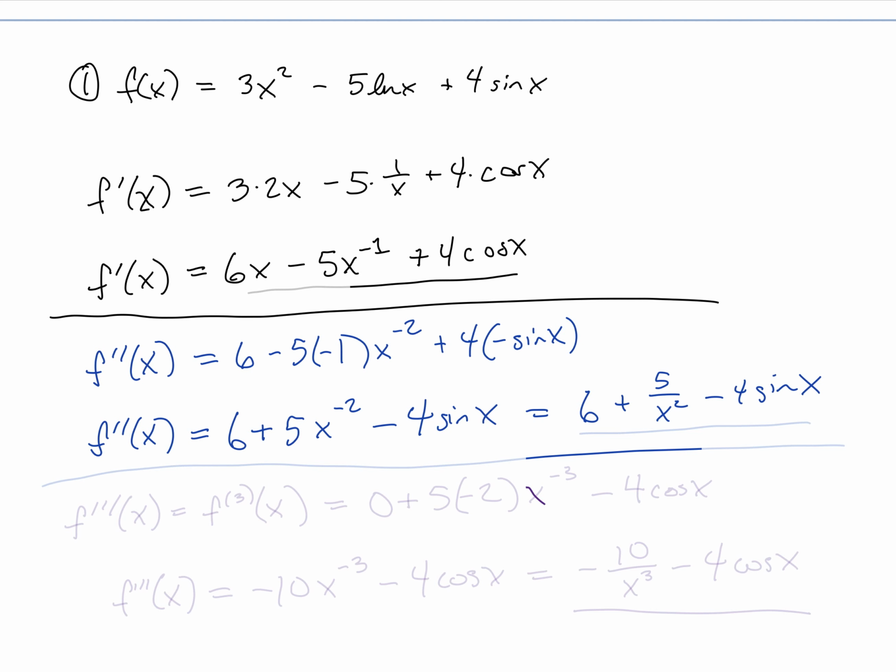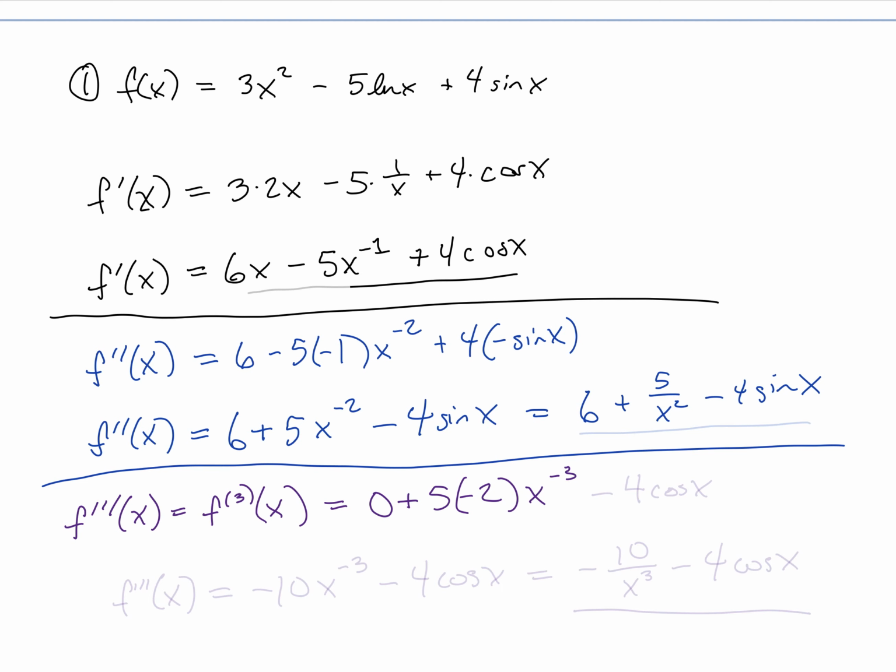But I'm actually going to use it in that previous form again to be able to find the third derivative using the power rule. So now f triple prime of x, which could also be written as f third derivative of x, is now equal to the derivative of 6, that's a constant, so the derivative of a constant is 0, plus 5 times the derivative of x to the negative 2, which is negative 2 times x to the negative 3.